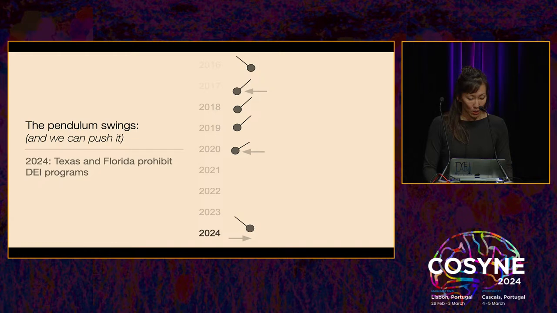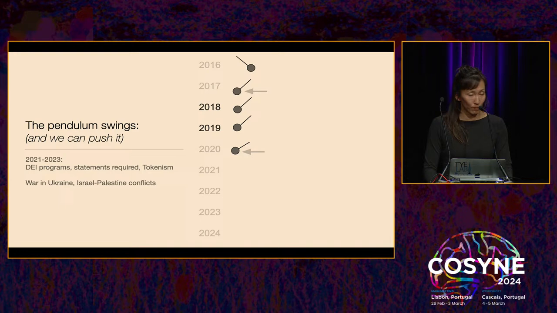In 2021 to 2023, this was actually a time where there was a lot of recognition for the importance of anti-racism, of DEI programs. DEI statements were required for a lot of applications, hiring processes. But then the problem with this was tokenism. There's also a lot of other hardships in the world. War in Ukraine, the Israel-Palestine conflict, there have been a lot of different challenges that affect subpopulations and really everyone.